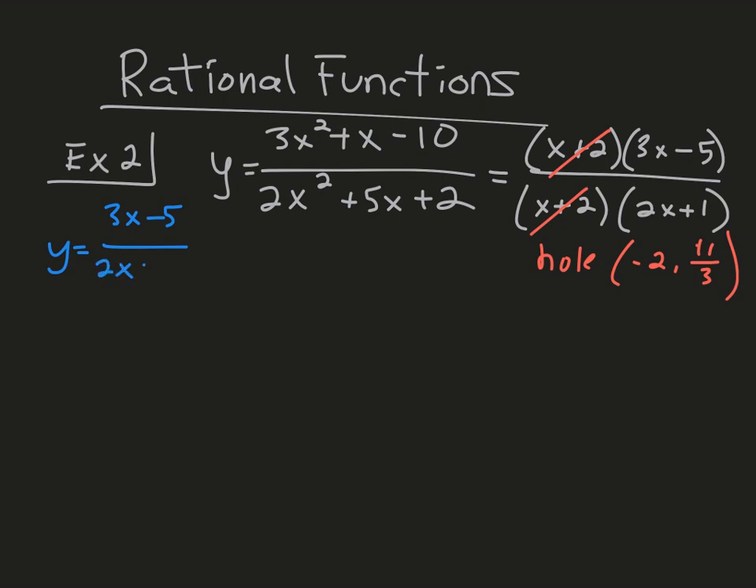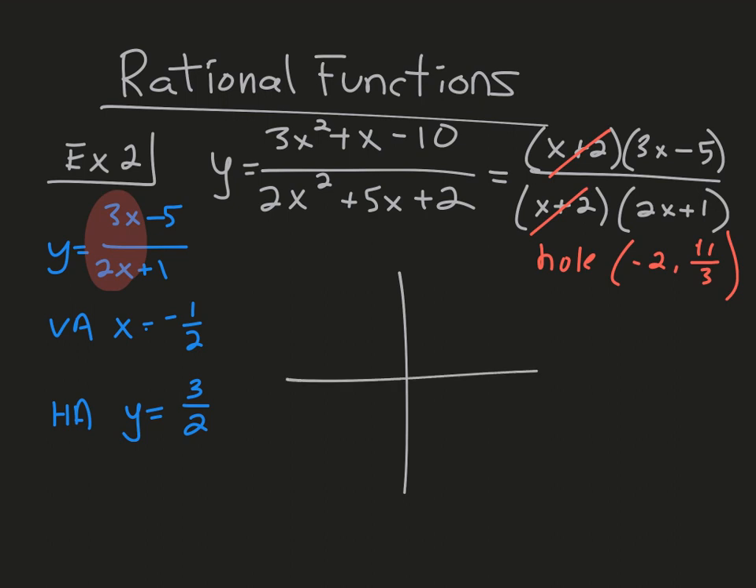Remember, you can find the y value for the hole by plugging into the simplified function. So I've got my simplified function here. And now I've got to find the vertical asymptote. So we've got a vertical asymptote at x equals negative 1/2 because that's when the denominator is 0. Because the degrees are the same, the horizontal asymptote happens at 3 over 2. That's because I'm dividing the 3 by the 2 from the numerator and the denominator.